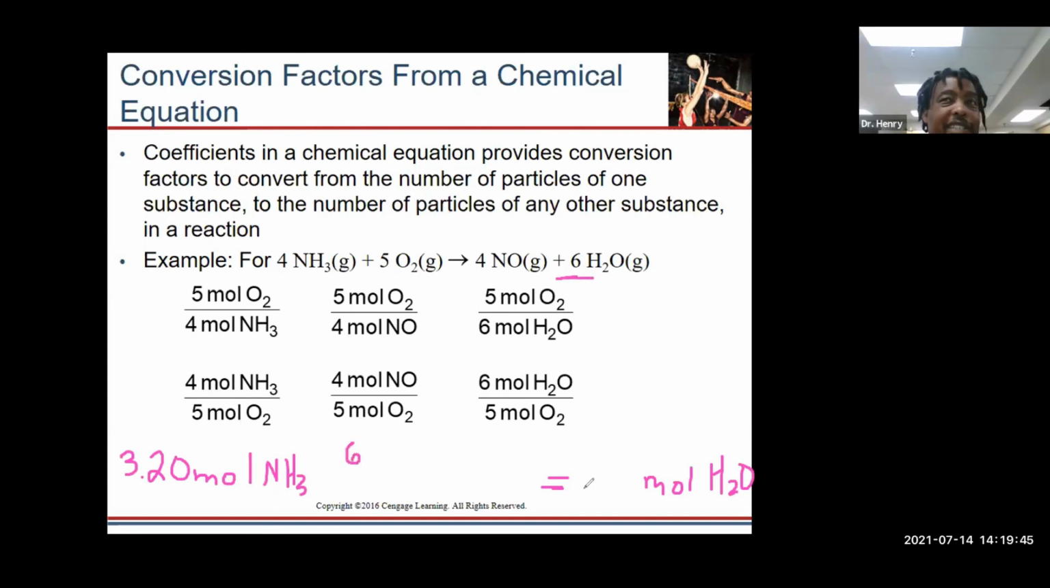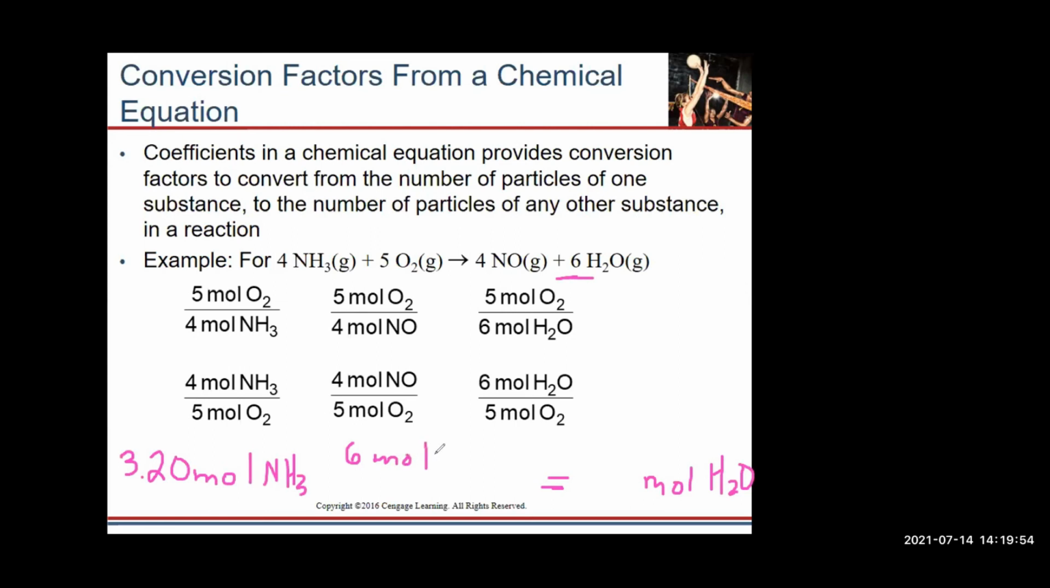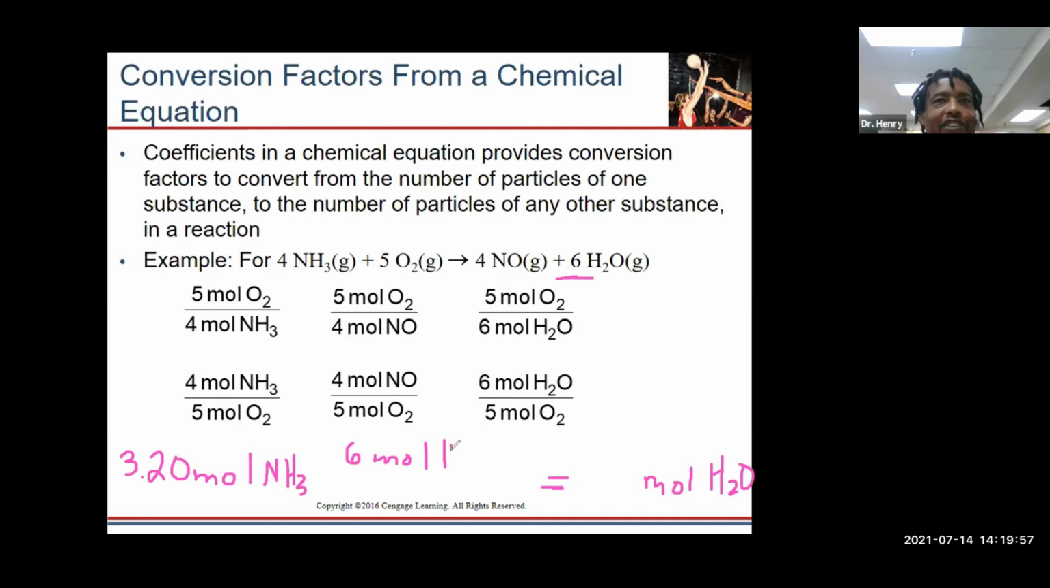I want to have that on the top because that's what I want to end up with, moles of H2O. And then what is going to be on the bottom? The 4 mole NH3. That's right. That is correct. So I'm going to have 4 moles of NH3. Okay. Moles of NH3 are going to cancel out. And then I should just be left with moles of water.